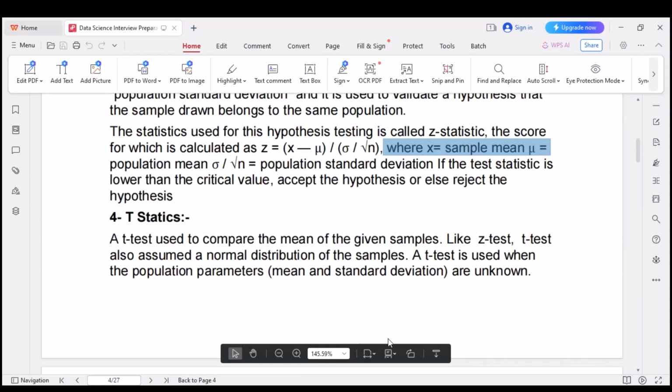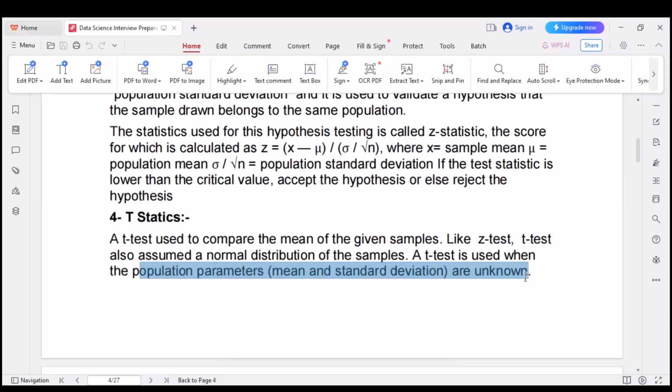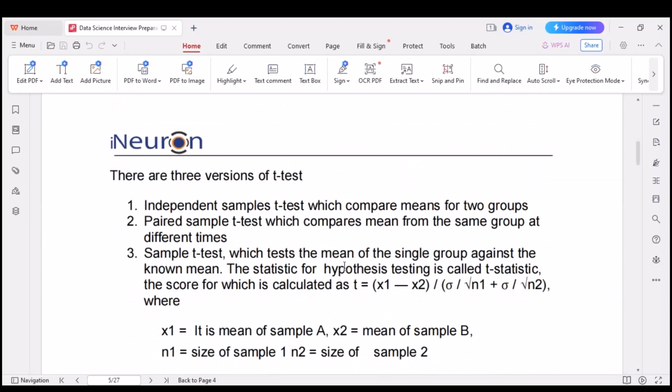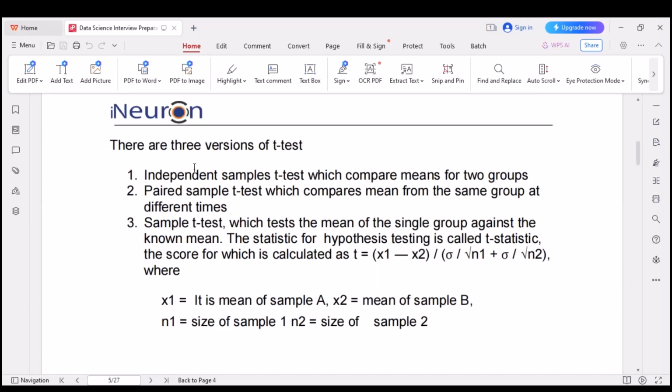And the t-statistic is used to compare the means of given samples, like the z-test. The t-test also assumes a normal distribution of the samples. The t-test is used when the population parameters are not known. There are three versions of the t-test.